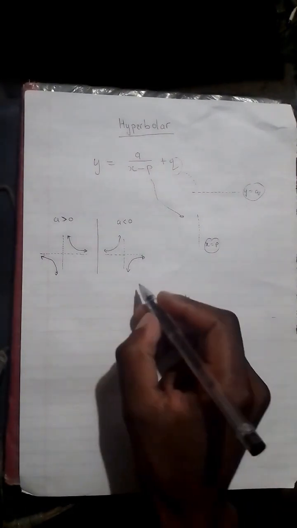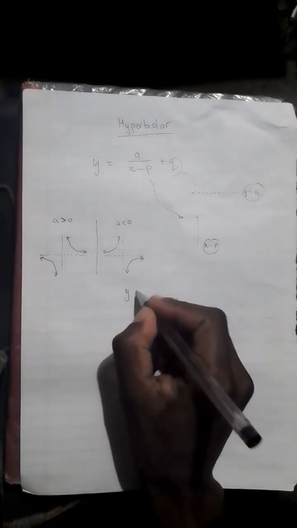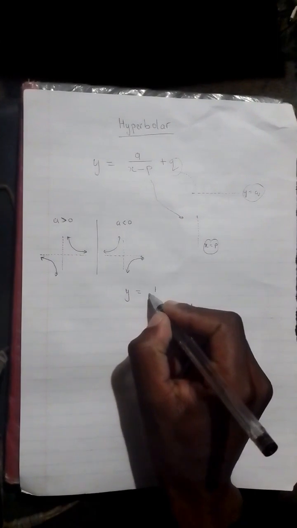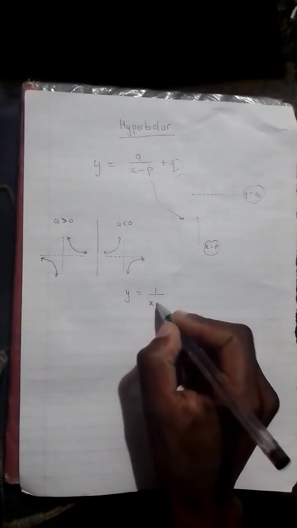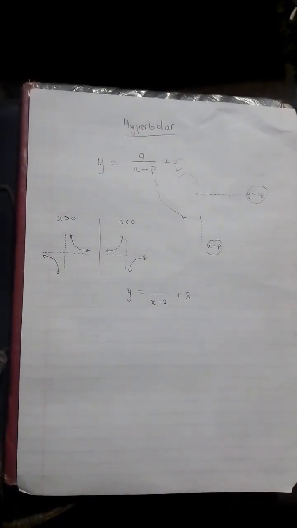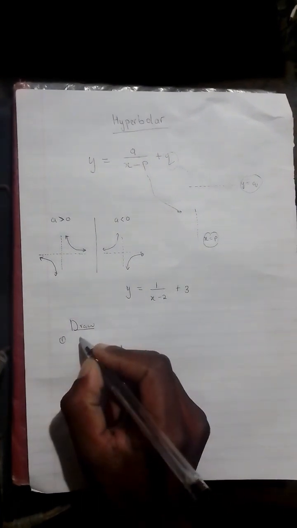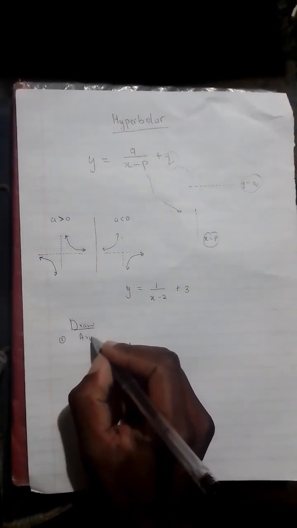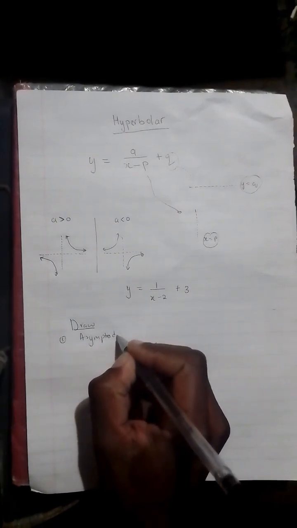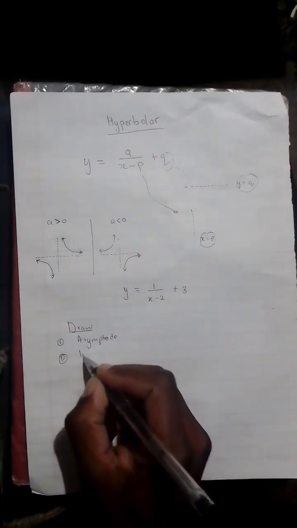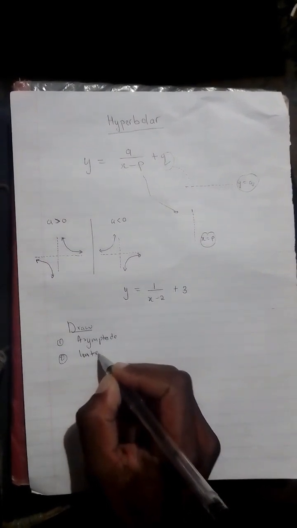Okay, let's go ahead and draw a hyperbola graph. Let's say we have y is equal to 1 over x minus 2, plus 3. Go ahead and draw this graph as well as find the range, domain, axis of symmetry, etc. When I draw the graph of a hyperbola, I follow simple steps. The first step is to identify your asymptotes, and the second step is to find the intercepts with the axes.